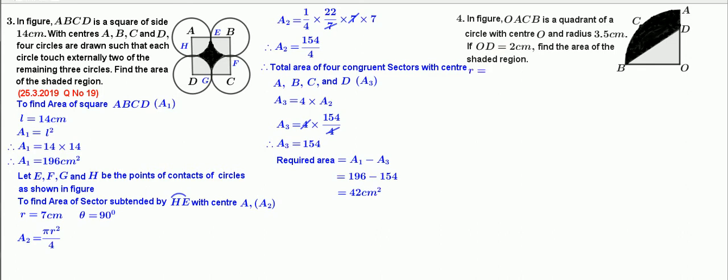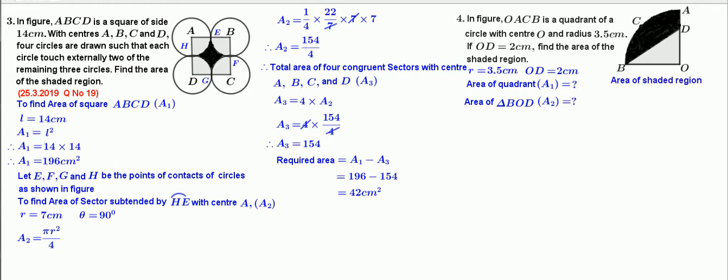Here the radius of circle R is equal to 3.5 cm. OD is equal to 2 cm. The area of the quadrant, A1, has to be calculated. Also we have to calculate the area of triangle BOD. Call this as A2. The area of the shaded region, that is A, is given by A1 minus A2. Here A1 is the area of this quadrant, and A2 is the area of triangle BOD.